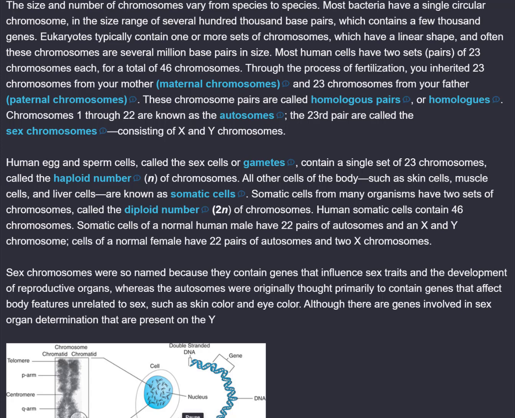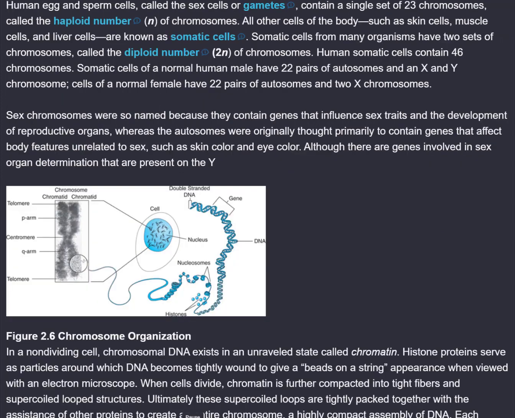Through the process of fertilization, you inherited 23 chromosomes from your mother, maternal chromosomes, and 23 chromosomes from your father, paternal chromosomes. These chromosome pairs are called homologous pairs, or homologs. Chromosomes 1 through 22 are known as the autosomes. The 23rd pair are called the sex chromosomes, consisting of X and Y chromosomes.